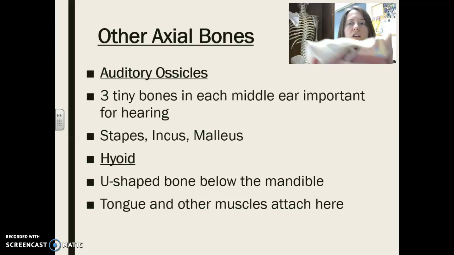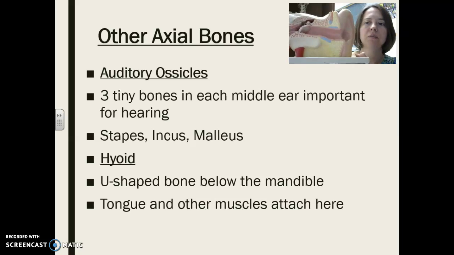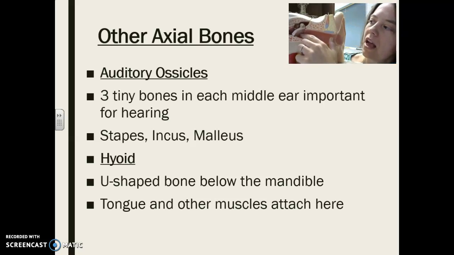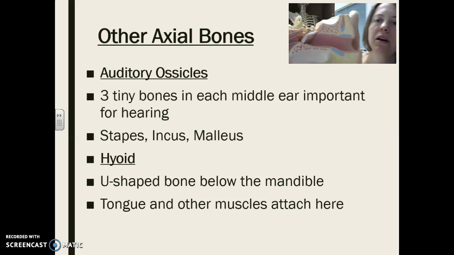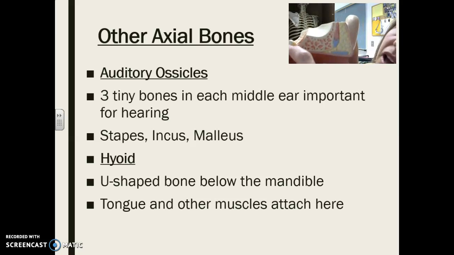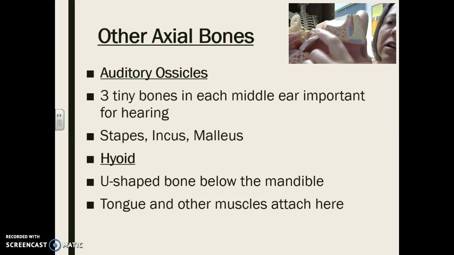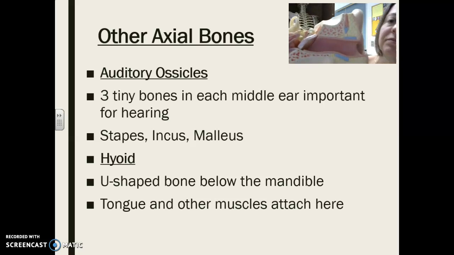So let's take a look at the ear and the middle ear, and we can see here's the canal leading to the eardrum, and then there are some little bones right there, and you'll be able to see these better in class. But we have the malleus, incus, and stapes.